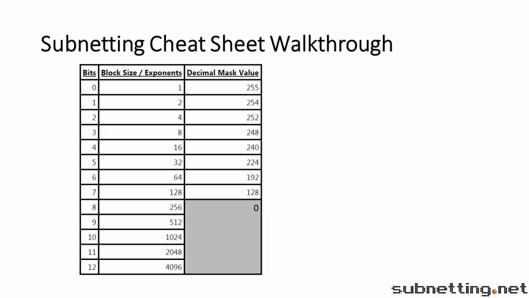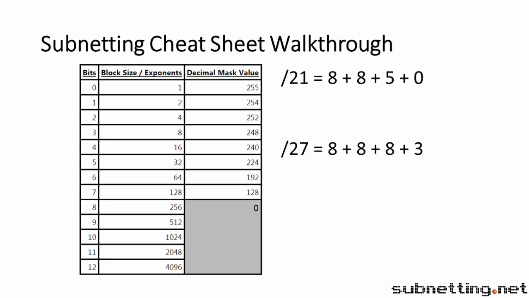You can also use this cheat sheet to convert between shorthand and decimal subnet mask notation. Here's how. Whenever you have a subnet mask in shorthand, you want to divide it up into 4 groups of at most 8. For example, the subnet mask /21 equals 8 plus 8 plus 5 plus 0. Notice we just keep adding 8 until we can't anymore because it would be too high. /27 equals 8 plus 8 plus 8 plus 3. /12 equals 8 plus 4 plus 0 plus 0. Each of the 4 numbers represents the 4 octets of the decimal subnet mask.